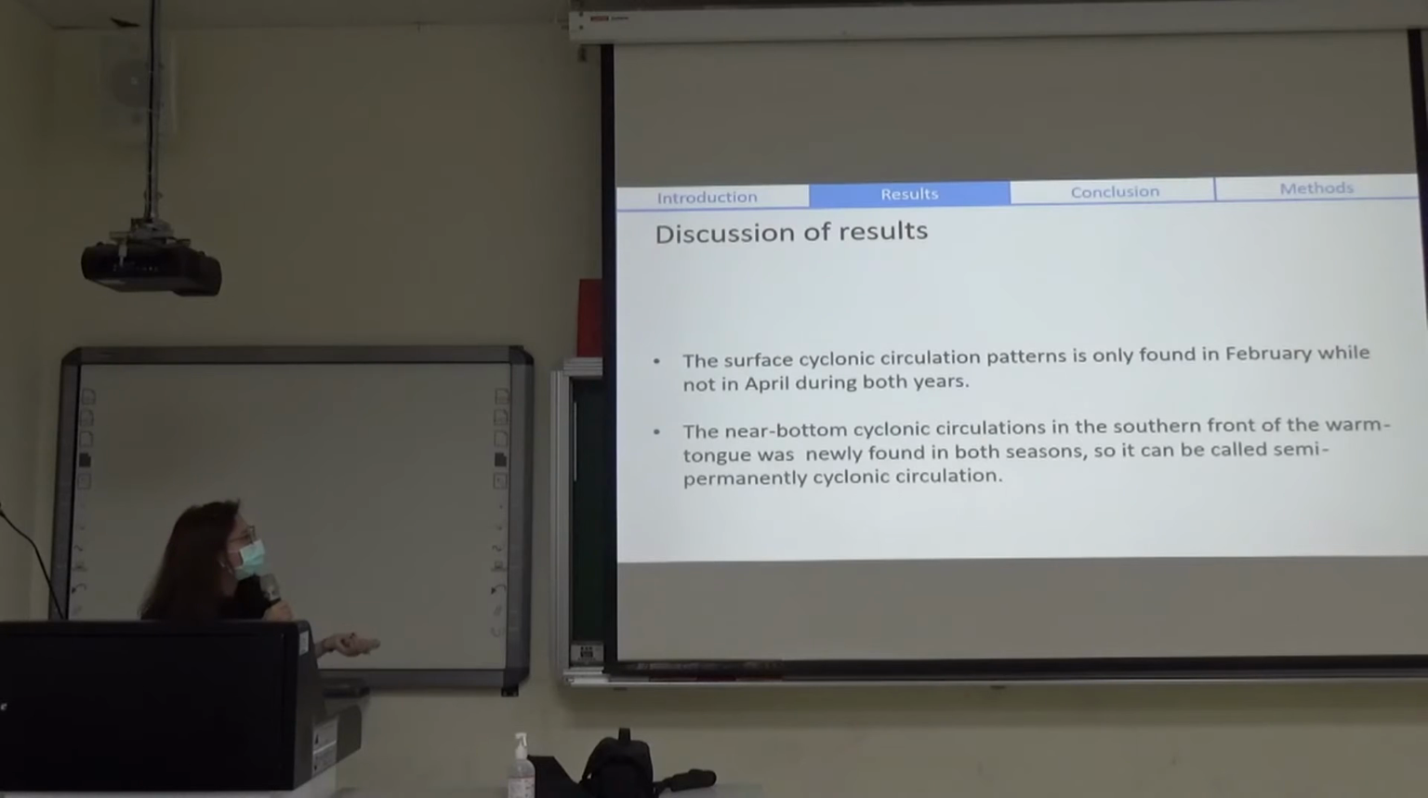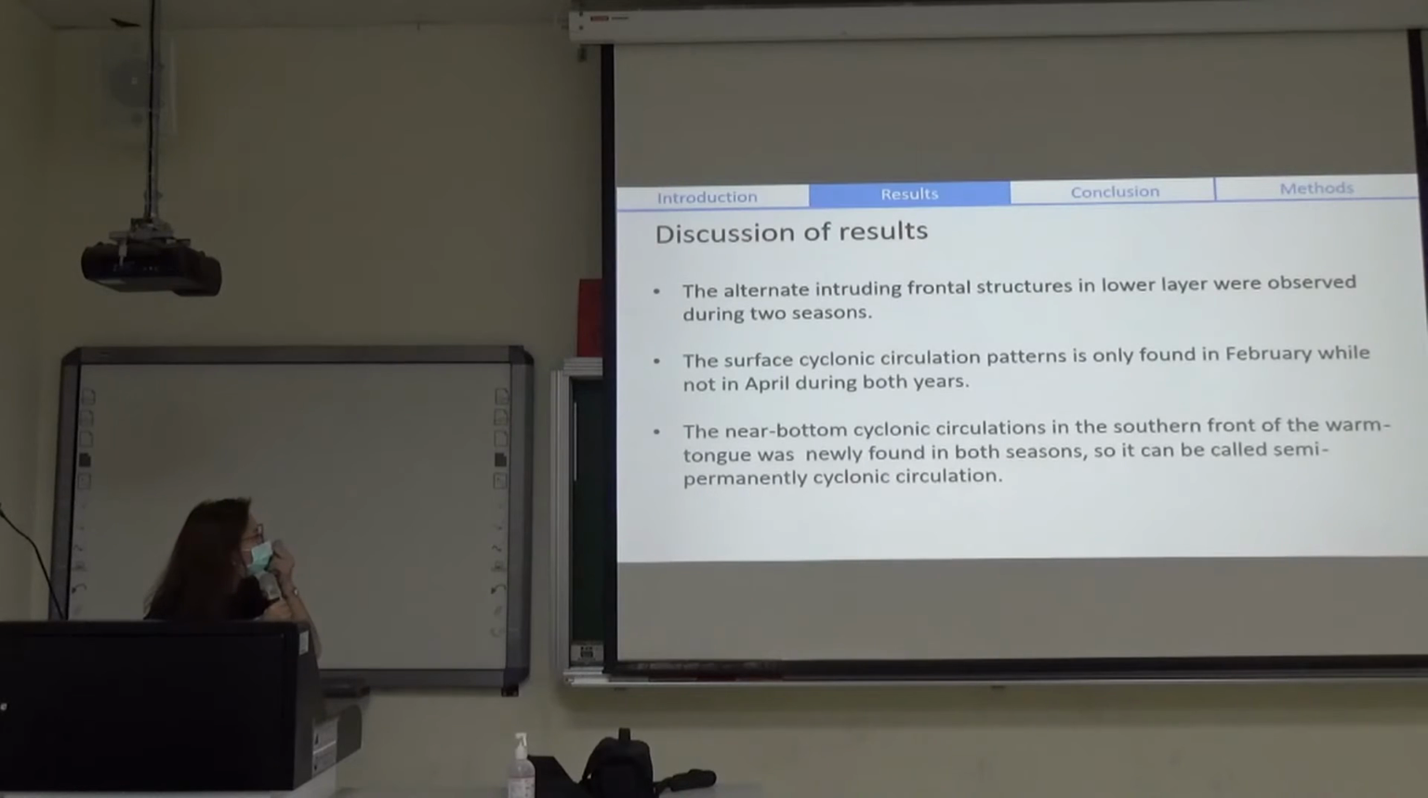The surface cyclonic circulation pattern is only found in February, while not in April during both years. Sorry. First of all, we will talk about the alternate intruding frontal structure in the lower layer observed during two seasons. And secondly, the surface cyclonic circulation pattern is only found in February, not in April. And finally, the near-bottom cyclonic circulation in the southern front of the warm tongue was newly found in both seasons.